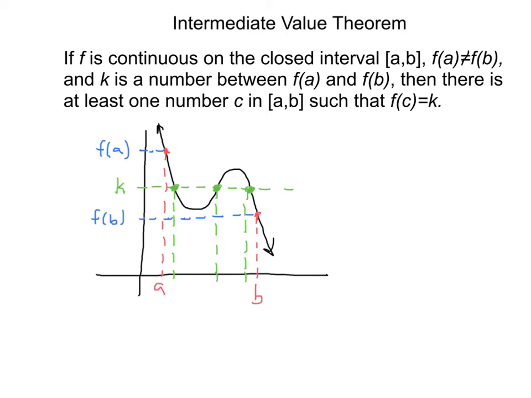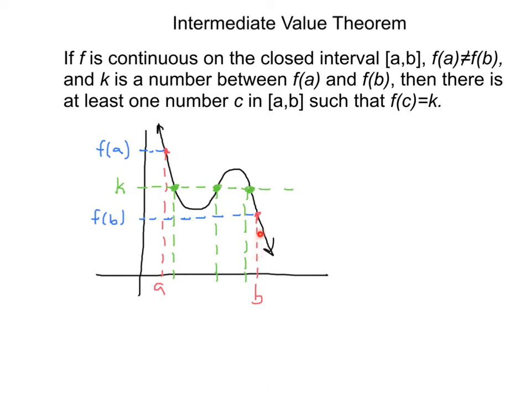There's a lot of words here. I've drawn a picture that hopefully will help clear this up. I have a function in black, f of x. We have values at a and b, and I can go up from a, that's this red line. I get to this point and I can say f of a is whatever that value is. Same thing for b.